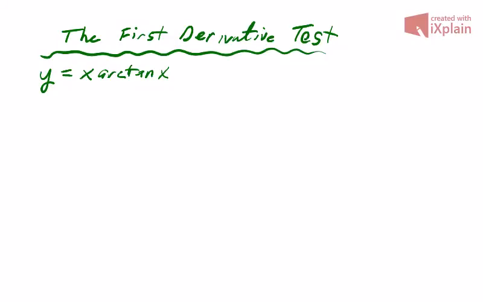So here's the tricky first derivative test one. We're trying to find the local extrema for y equals x arctangent of x. So we start by finding the critical numbers. y prime is the derivative of x, which is 1, times arctan x, plus x times 1 over 1 plus x squared, which is the derivative of arctan x.